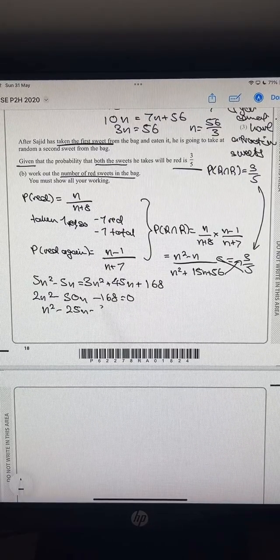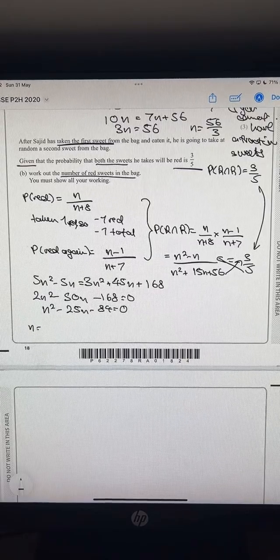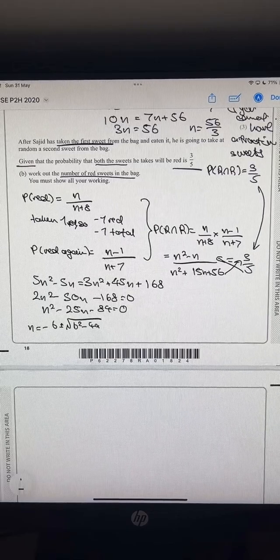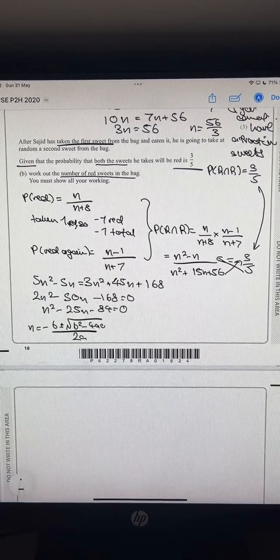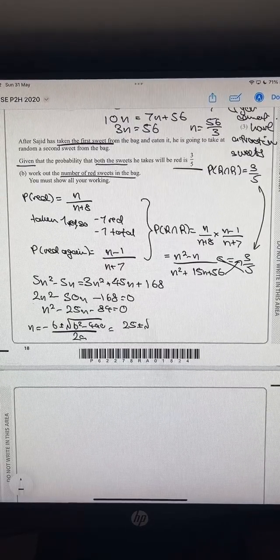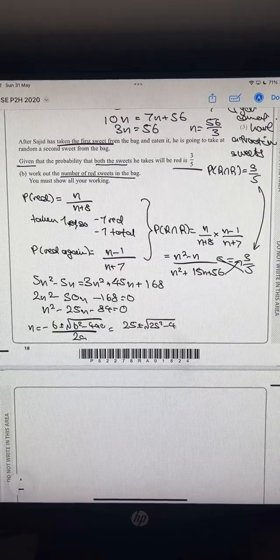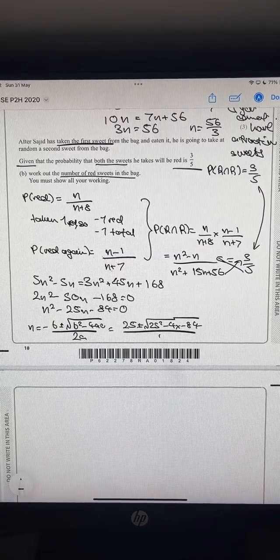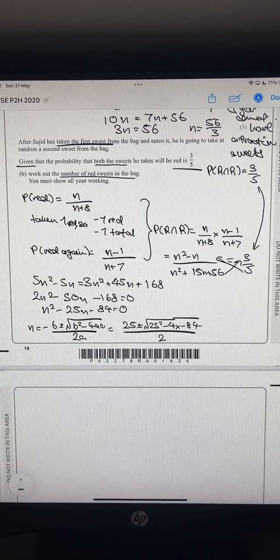Minus 84 equals 0. And now I use the quadratic formula just to solve for n. Write it out. I don't care if it is simple, but you don't want to lose out on silly marks by not writing it out. It'll take you 5 seconds. And then plug it in. So you get 25 plus minus the square root of 25 squared minus 4 times a times c, which is negative 84, divided by 2, because a is 1.